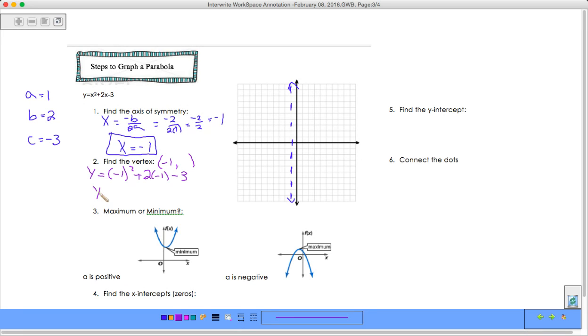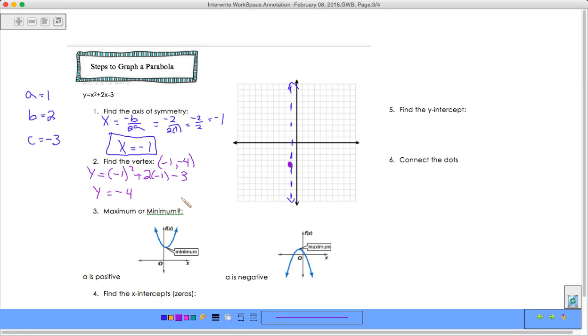Okay. And that is 1 minus 2 minus 3, so -4. Okay. So -1, 2, 3, 4 is my vertex. So I've got 1 point.